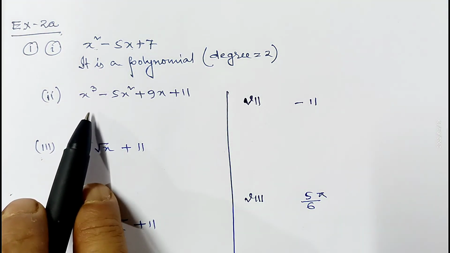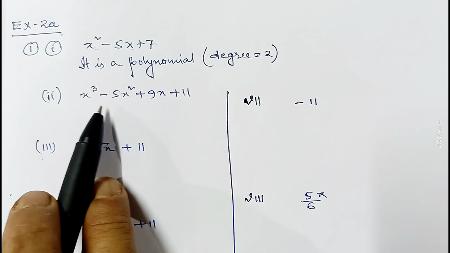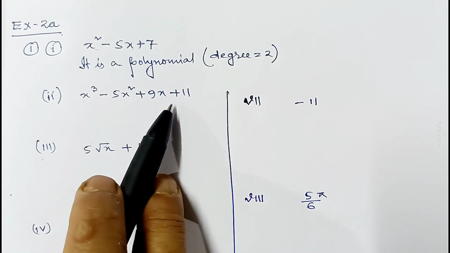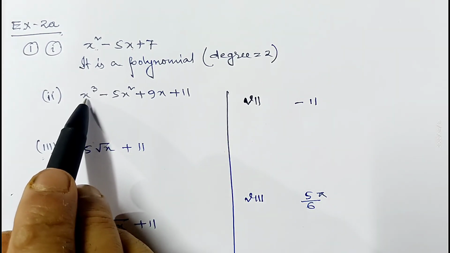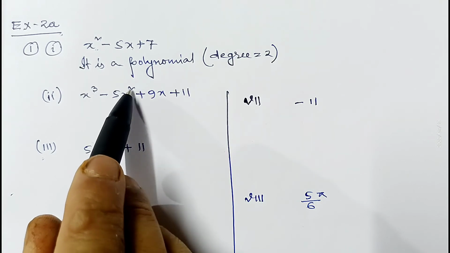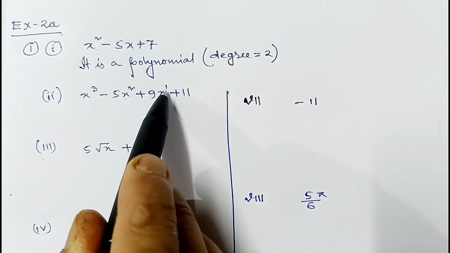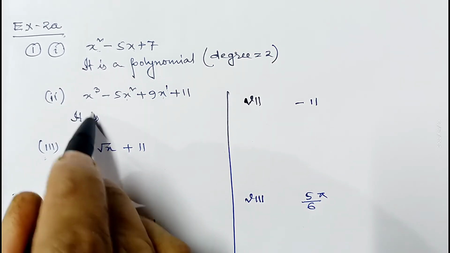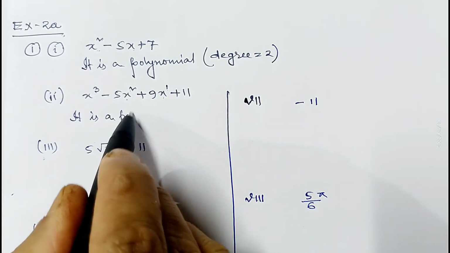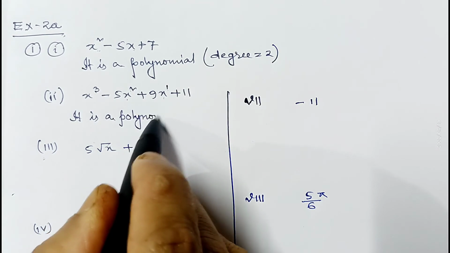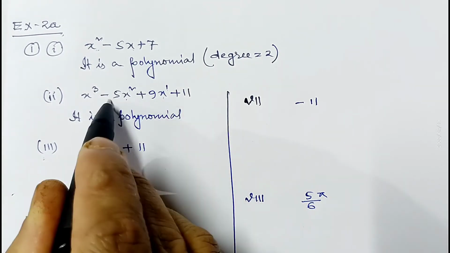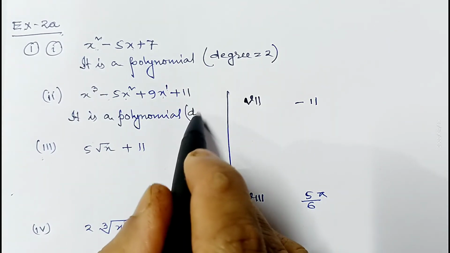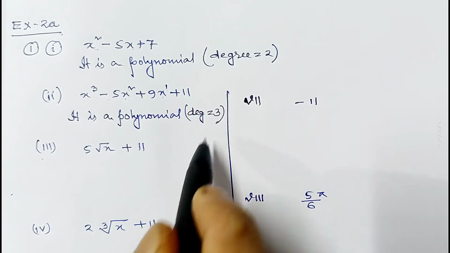Now in question number 2, it is given x cube minus 5x square plus 9x plus 11. Here power of x is 3, power of x is 2, power of x is 1. All these are whole numbers, so it is also a polynomial. Just write it is a polynomial. And what is the degree in this polynomial? Here the maximum power is 3, so degree equals 3.